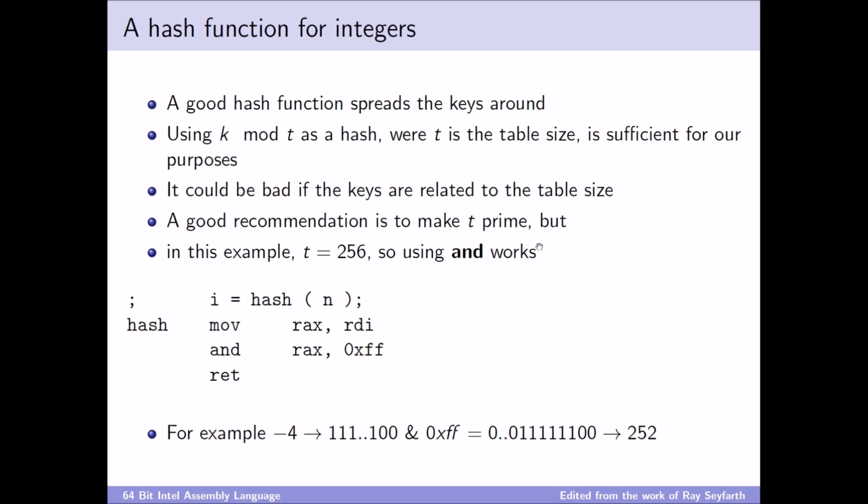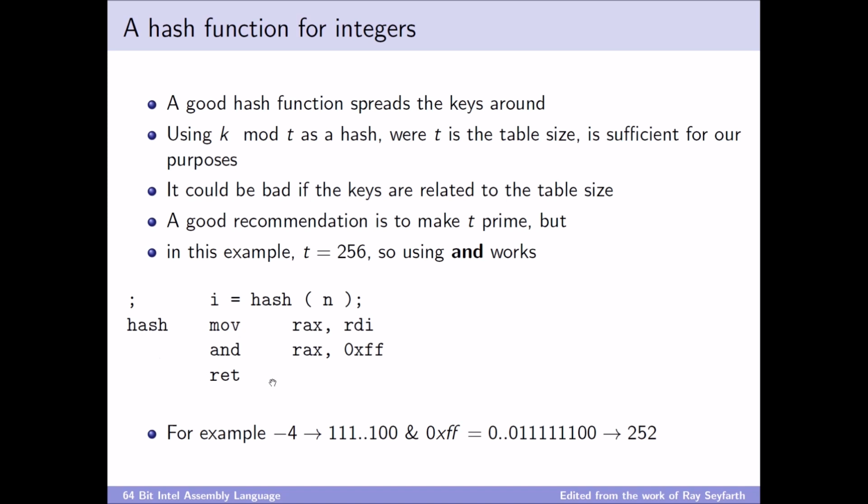However, in the assembler context, we're going to use a nice simple trick to build a nice little hash table. Specifically, we're going to set t to be 256. So we're going to have a table of 256 entries. And because we have a table size of 256, we can perform this mod calculation in a very clever way.